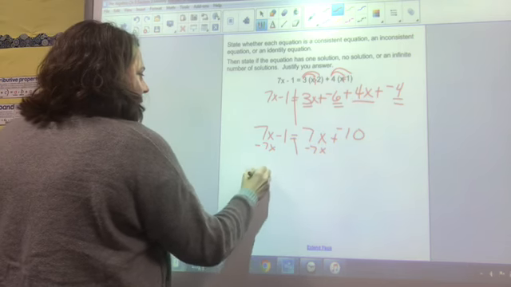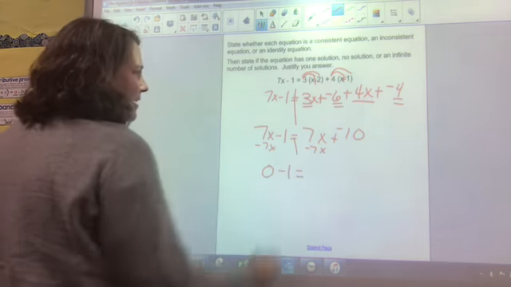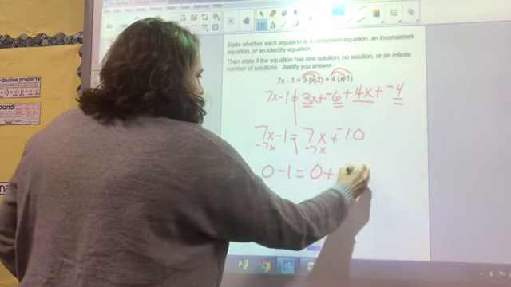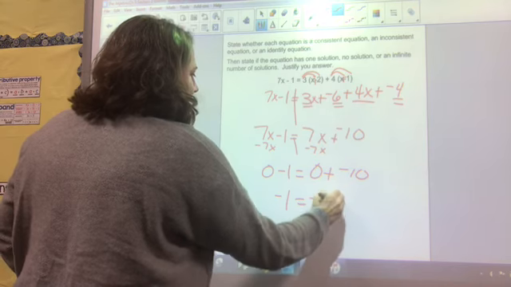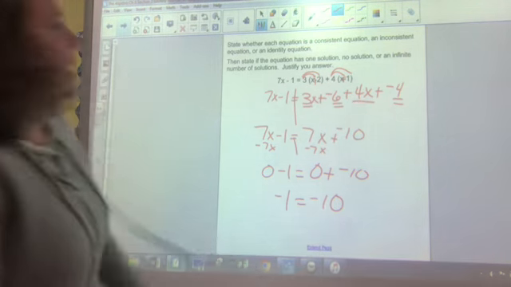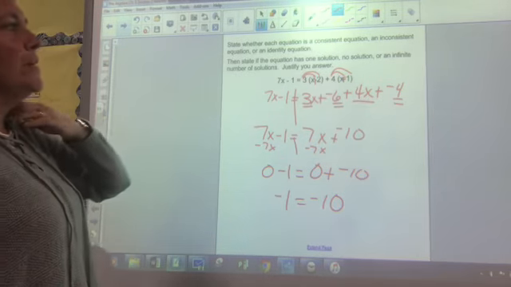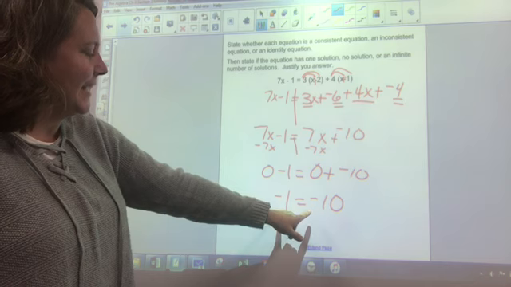7x minus 7x is 0. Bring down my minus 1 equals 7x minus 7x is 0 plus negative 10. I'm going to simplify. Negative 1 equals negative 10. Okay, my variables dropped out, so I know it's not a consistent equation. So I have to look, is it inconsistent or is it identity?